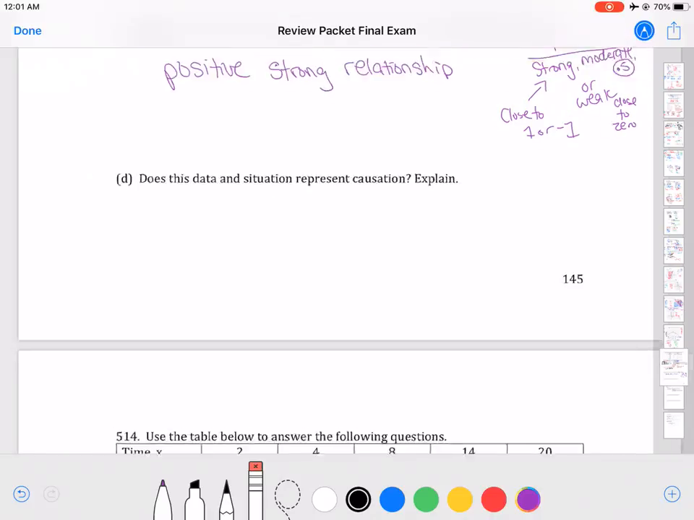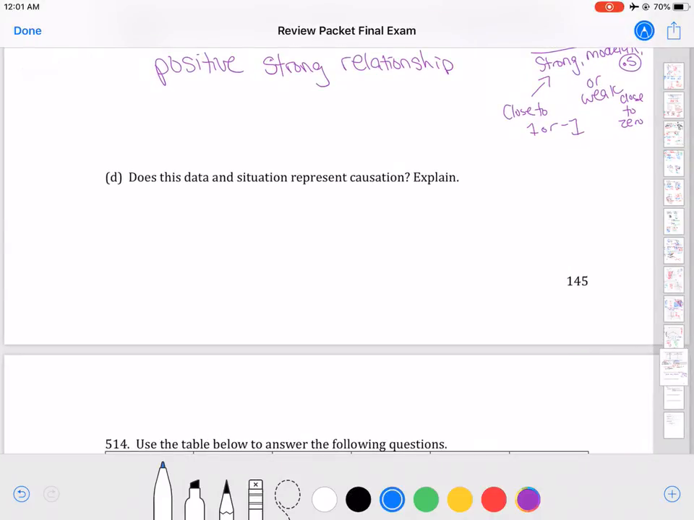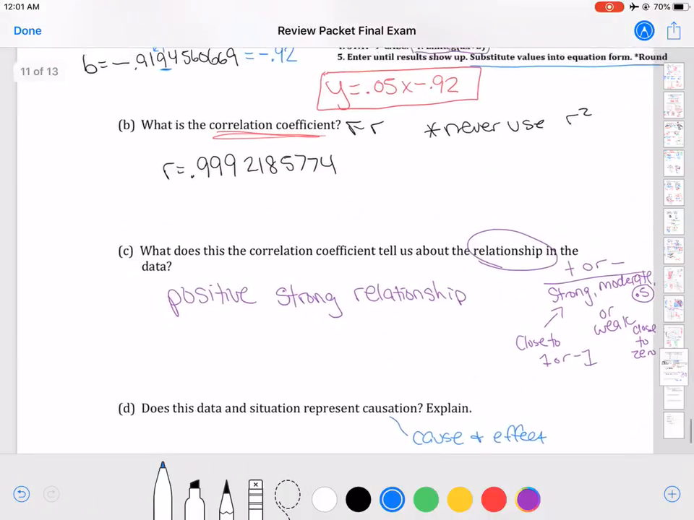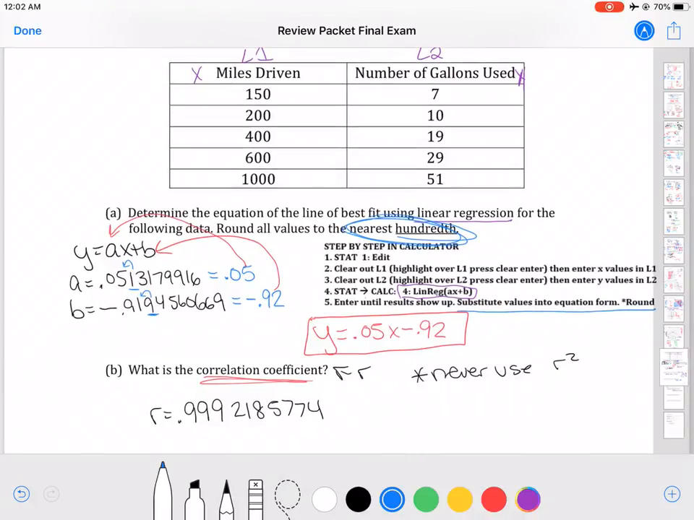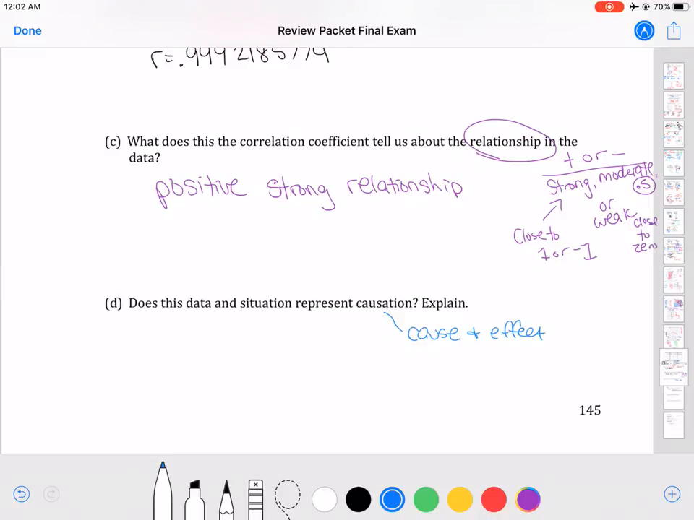All right, part D says, does this data and situation represent causation? Causation is kind of how it sounds. It's a cause and effect relationship. So you want to go back up to the situation. It's talking about miles driven and number of gallons used. So essentially, does one of those cause the other one to happen? Does the number of miles driven have an impact on the number of gallons used, or does it affect it? Is there a cause and effect relationship there? The answer to this one is absolutely yes.